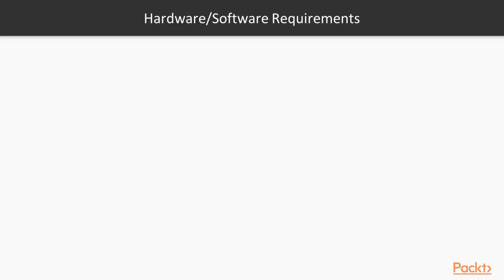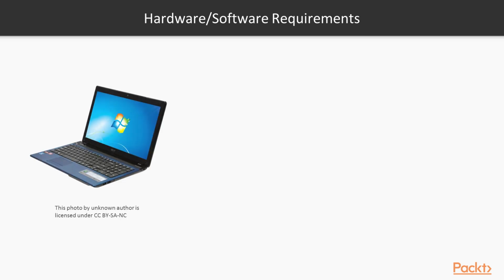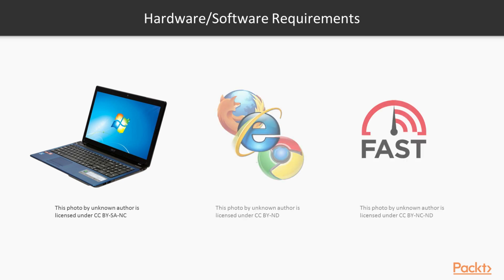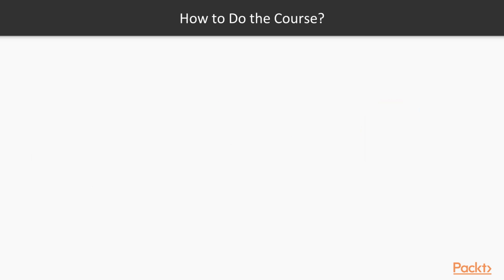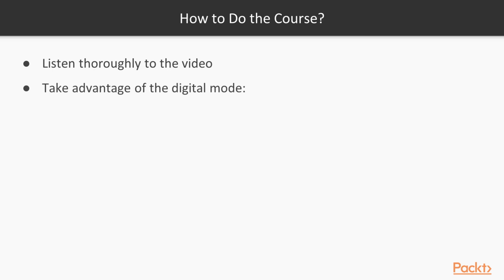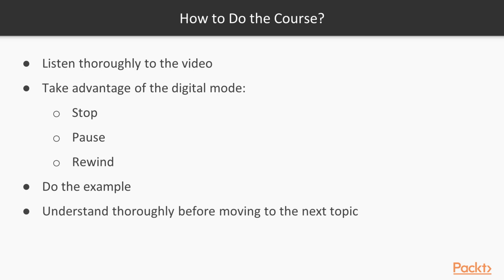The bare minimal hardware and software requirements for learning this course are Windows laptop or desktop with very good internet connectivity. The best way to study this course is listen thoroughly to the video, take advantage of the digital mode of stopping, pausing, and rewinding, do the example taught in the video, understand thoroughly before moving on to the next topic, seek help whenever required.